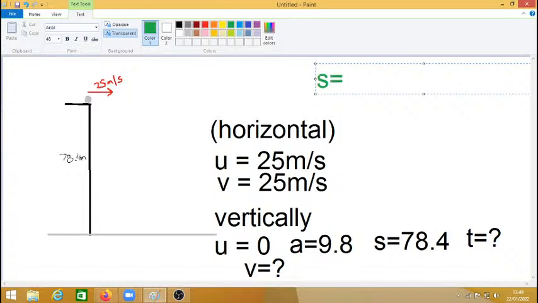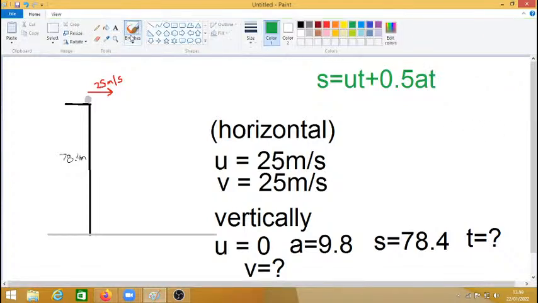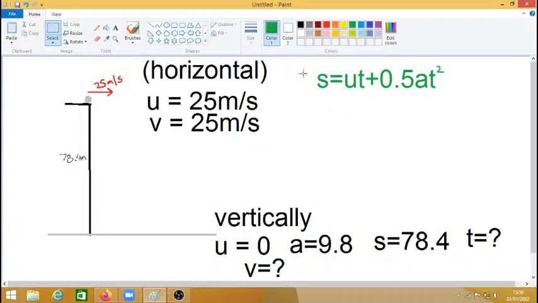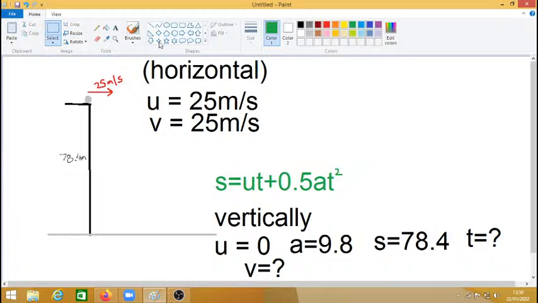Let's take a look at another one. s equals ut plus half at squared. That's another formula that I'd written down. Is this going to help us? Okay, let's take a look. Vertically is again the best option. So let's put the horizontal data to the side and just talk about vertically.